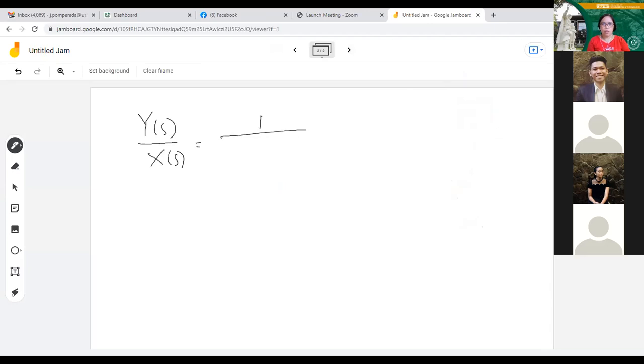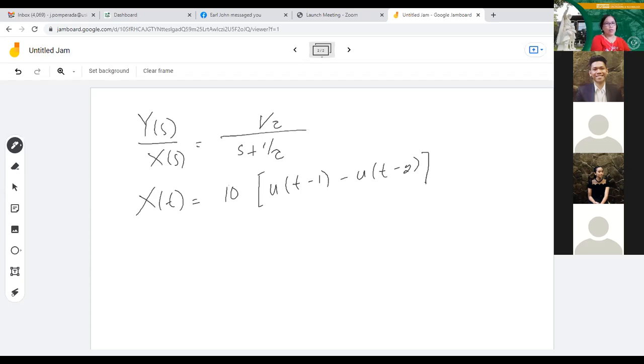So you have 1 over tau s plus 1 over tau. This is your transfer function. Your forcing function for the pulse, let's say I'll change it so you will not get used to 0 to h. Let's say I'll change this also to a specific value. Let's say your pulse is a magnitude 10, and occurring from the time 1 minute to 2 minutes. Let's say my time units is in minutes. So you have that. Is this clear to everybody? You can still follow.